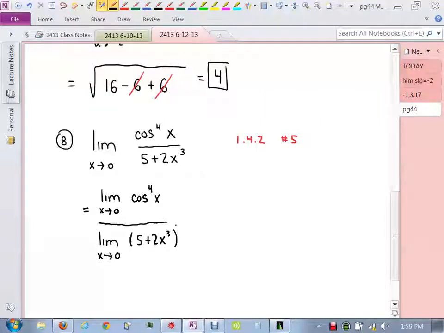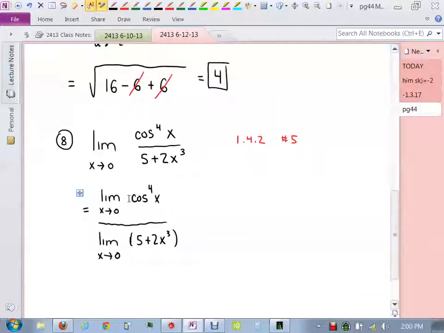Now you don't need to write all this detail like I'm doing, splitting it up. At the end of the day, it's just going to be plugging in, but I want you to see where these rules are being used. Now, let's look at the numerator. I have a power, don't I? That's the last thing happening. Which of the rules here tells you how to deal with powers? Property 6, or number 6. And so I could move that limit inside to the cosine.